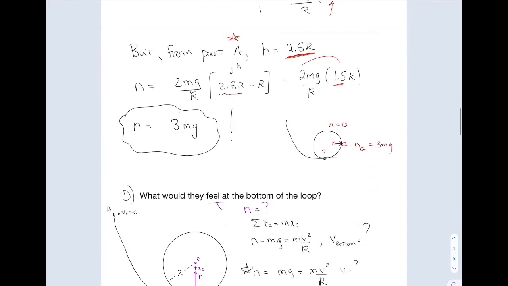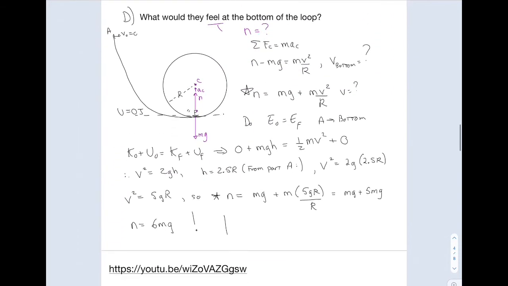Now, I inserted a part D. What would they feel at the bottom of the loop? Okay, so they're probably going to feel heavier. Remember, they feel weightless at the top. They feel 3 times their weight here. I'm going to ask, what do they feel at the very bottom?